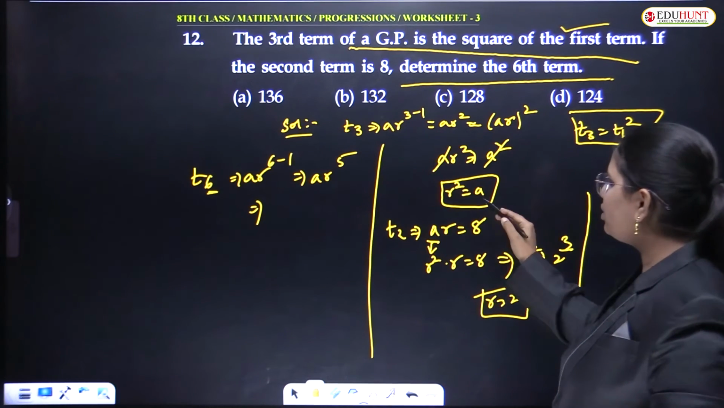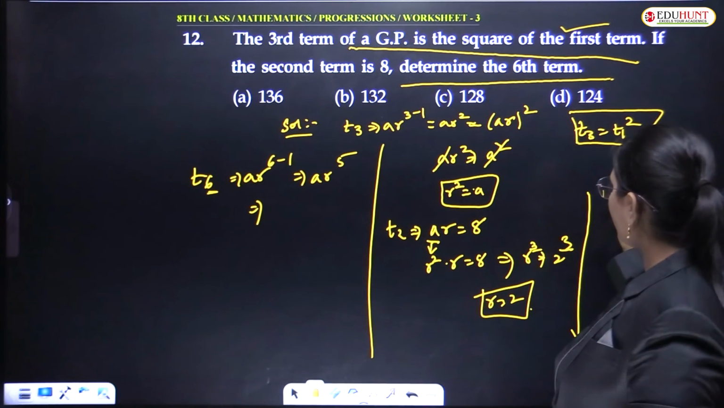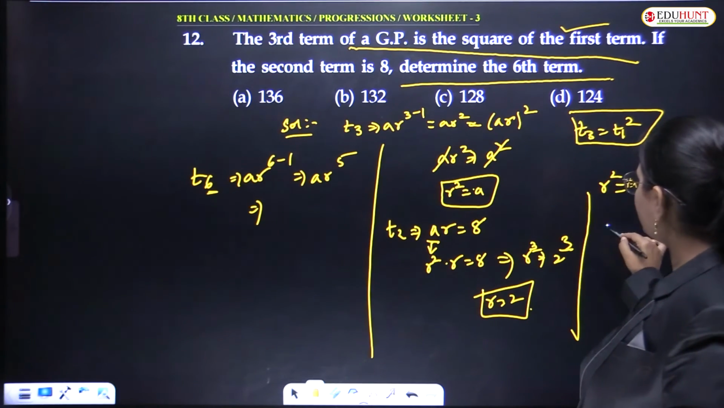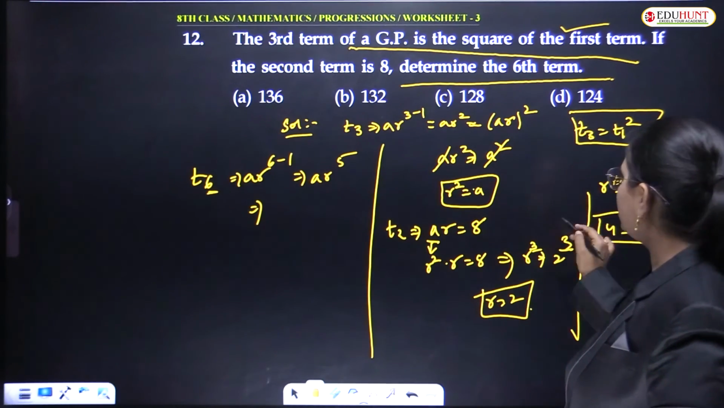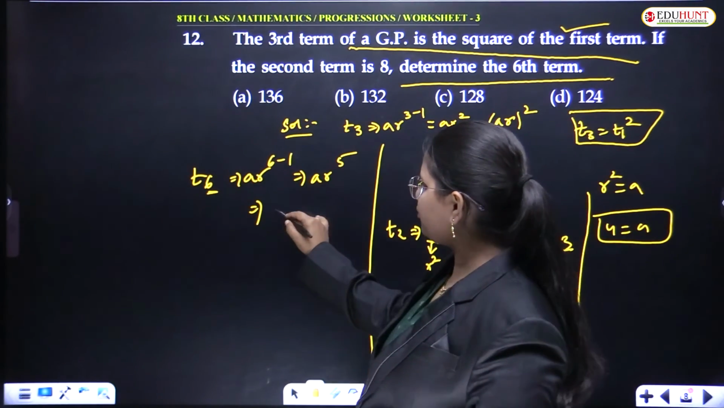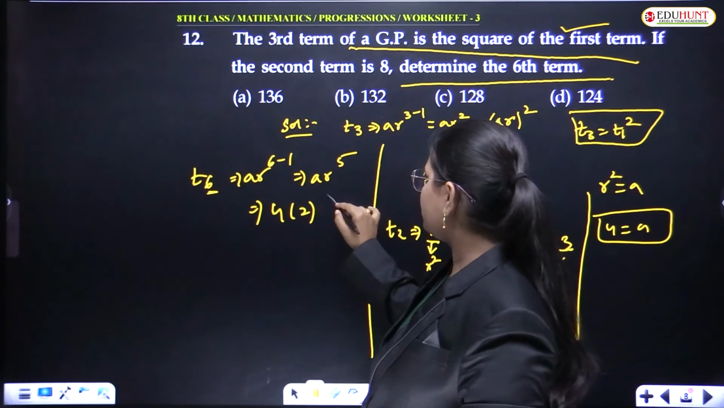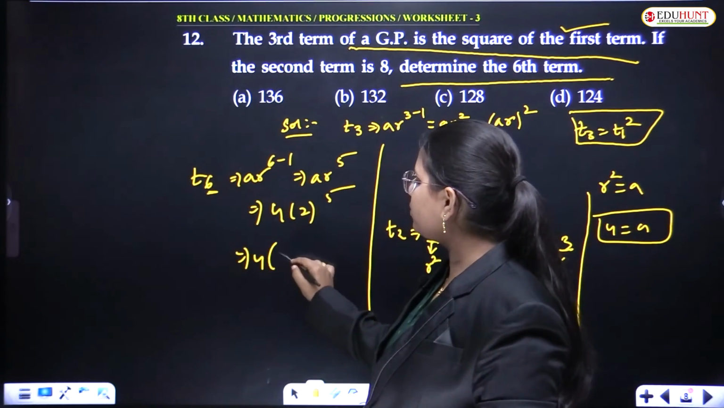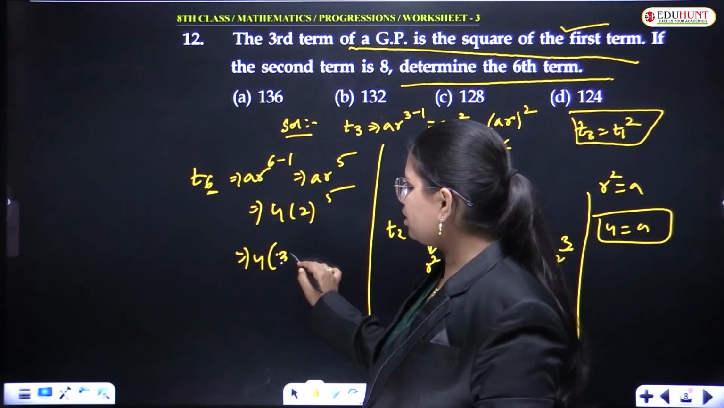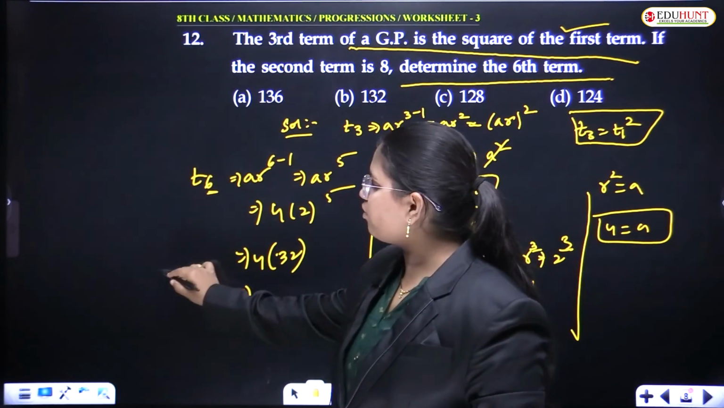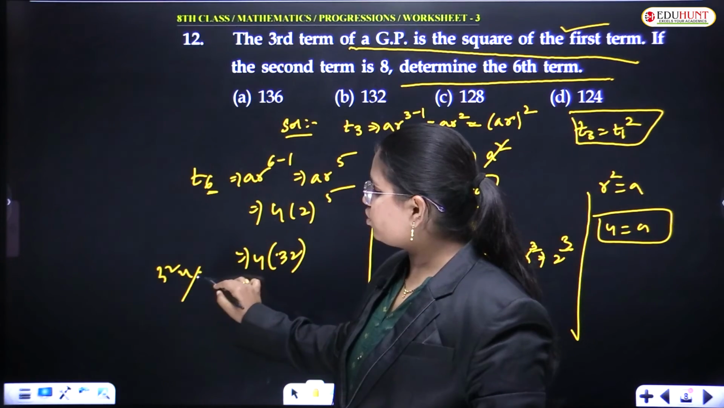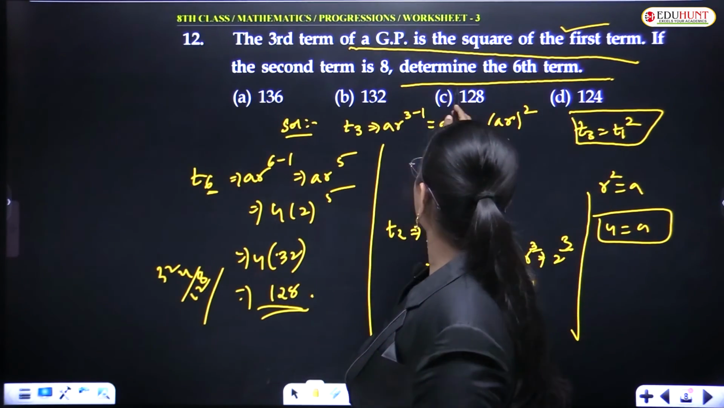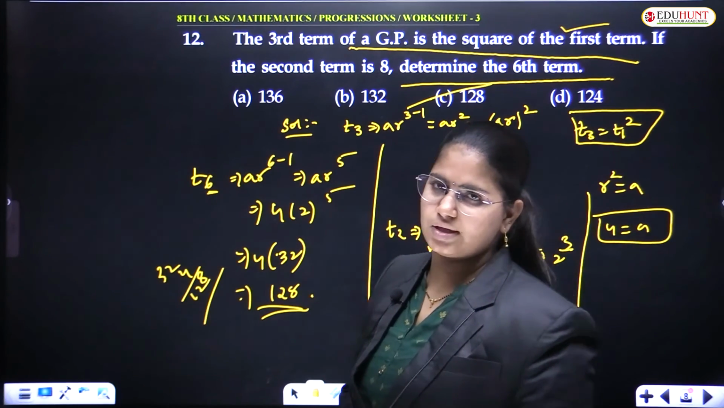If the R value is equal to 2, just substitute here. R square is equal to A, we have. So R is 2, so the A value is equal to 4. So please substitute. A is 4, R is 2 to the power of 5. Correct? So 4 into 2 to the power of 5 is how much? 32. So 32 into 4, how much? It is 128. So what is the answer? 128, which is option C.